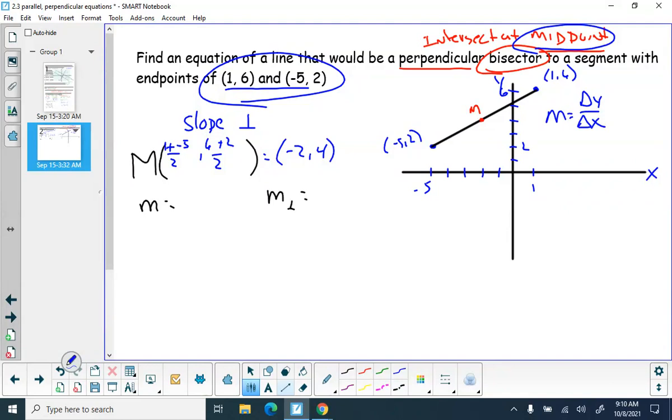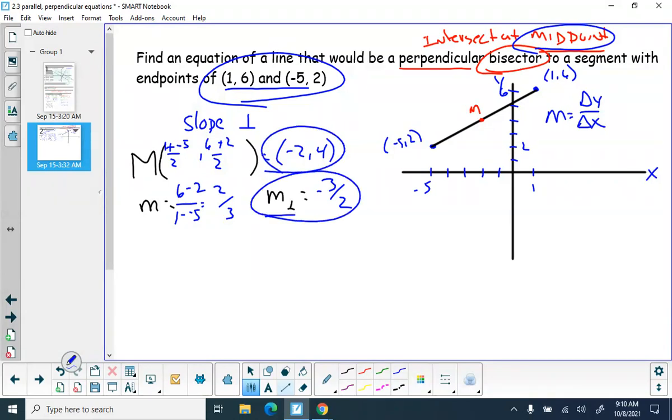Then we had to find our slope, delta y over delta x. Jack, what's our slope going to be? 2/3. So we have 6 minus 2 over 1 minus a negative 5. Okay, so we have 2 over 3 is our slope. Then we go to our slope perpendicular. Justin, what's our slope perpendicular? Negative 3/2. That is correct.